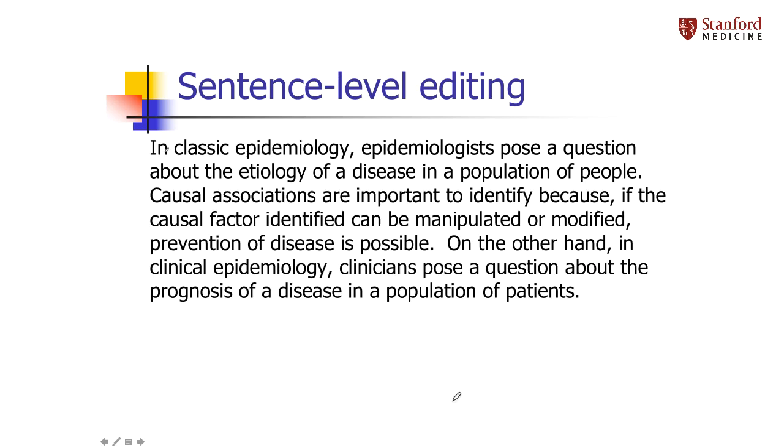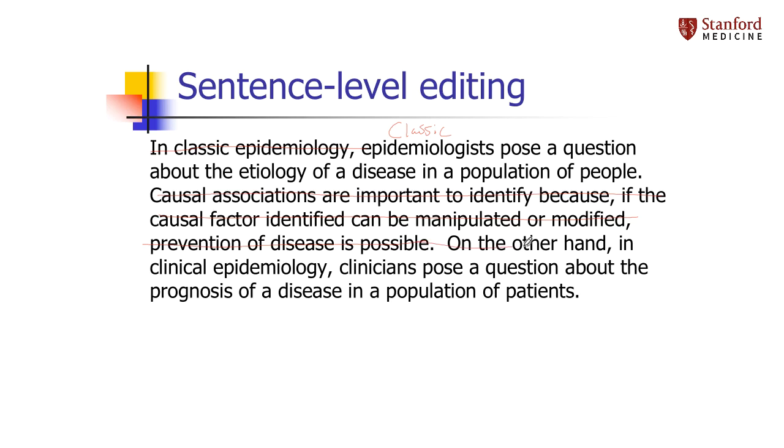I'm going to change this and make it a little bit shorter by saying classic epidemiologists pose a question about the etiology of a disease in a population of people. I am going to get rid of all this stuff about causal associations for now because I want to get right to that parallel sentence. And later I'll put back in a little definition of etiology, but we can do it much more quickly.